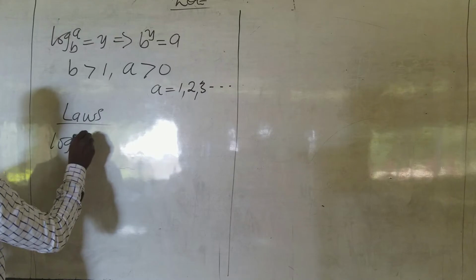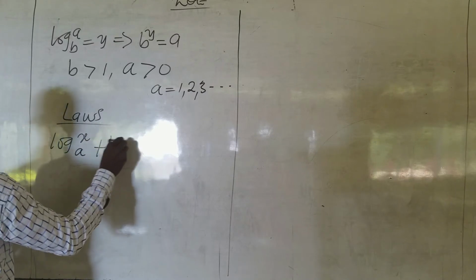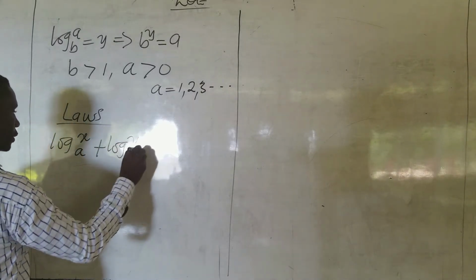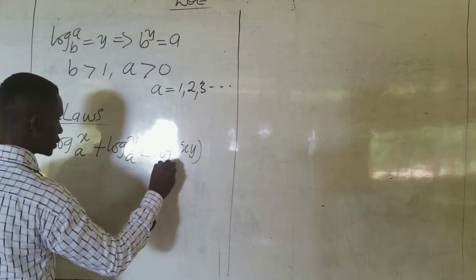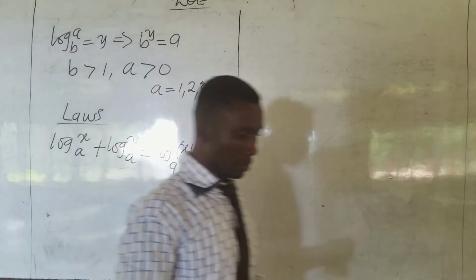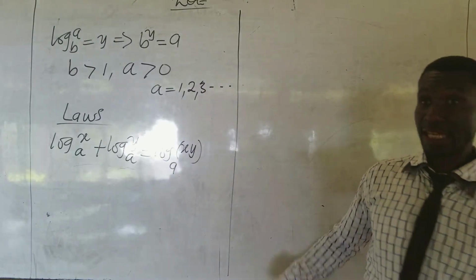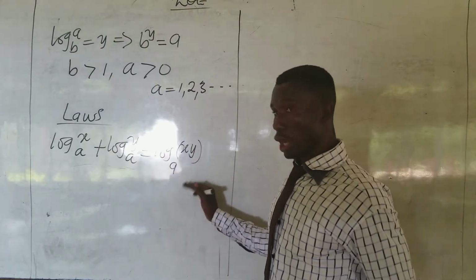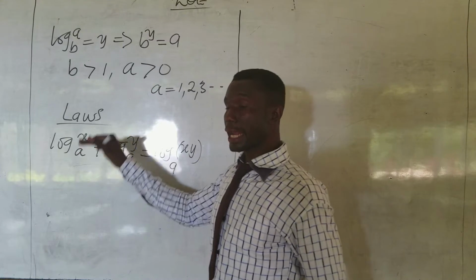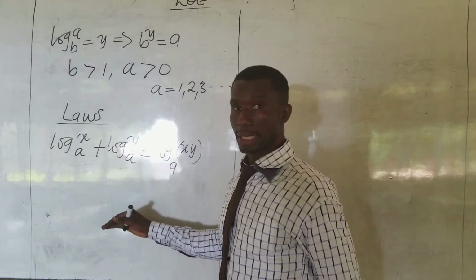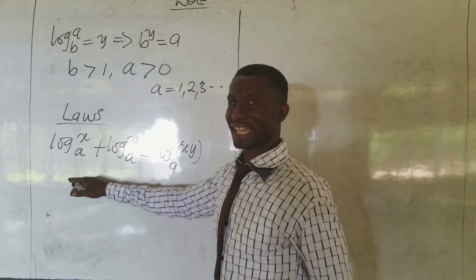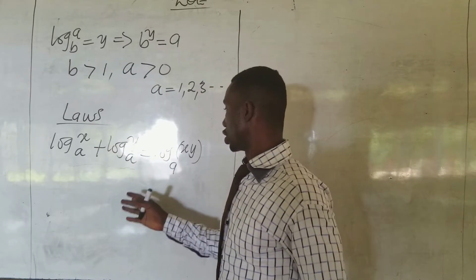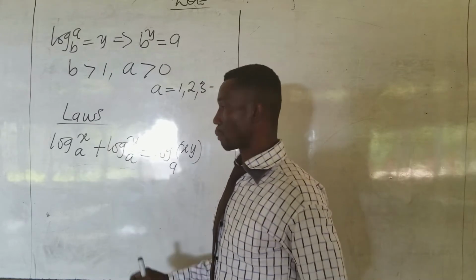Log x base a plus log y base a is equal to log xy base a. That's the first law I've written. But the fact is that there's no coded rule that this one should be the first law, and that we should have the second law, which is the division or the quotient rule.